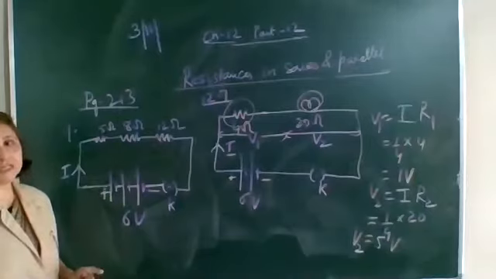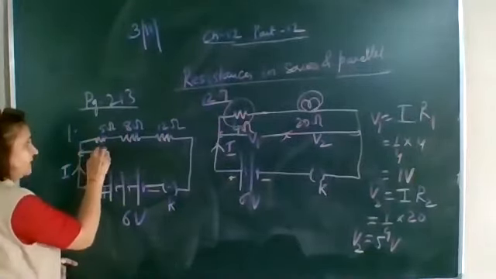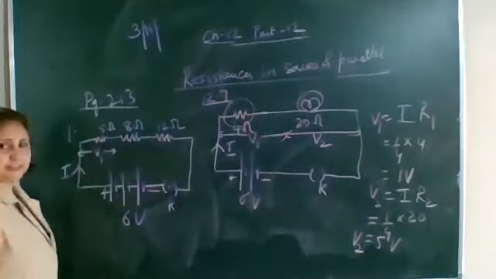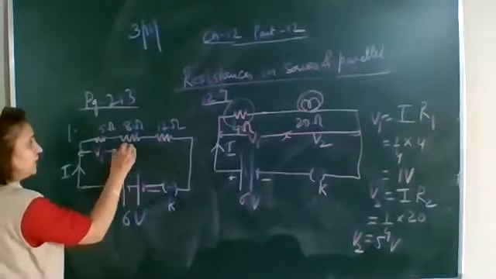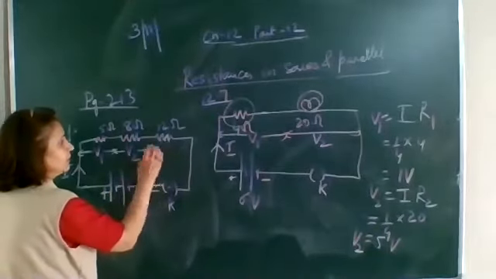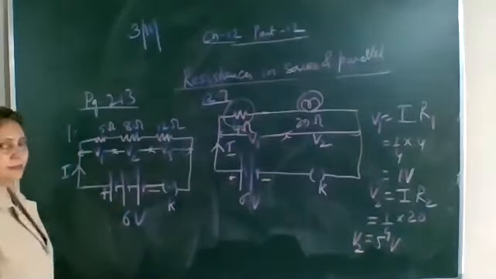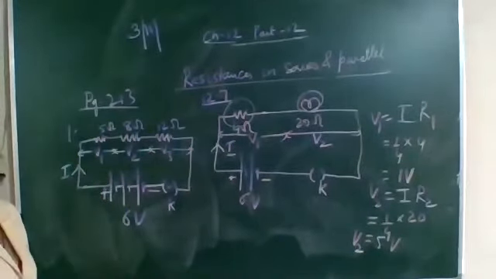But the potential difference which is developed will be different. Let the potential difference across the 5 ohm be V1, across the 8 ohm be V2, and across the 12 ohm, let it be equal to V3. Now the circuit is complete.